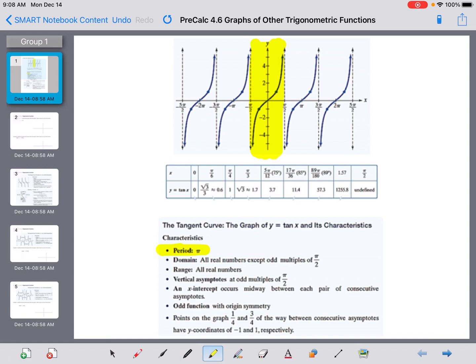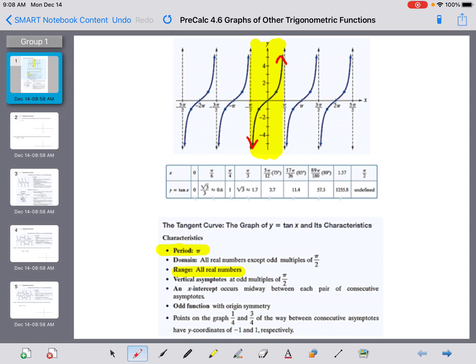Our domain, we can't plug in anything and everything we want because we would end up with those undefined terms. So it's everything except the odd multiples of pi over 2 as the parent function, because as soon as we transform anything, translate it anywhere, that could change. The range, though, is all real numbers, okay? You'll notice that our arrows are going down and up from our graphs here. They're going to hit every y value. We can't plug in everything we want, so my domain has limits on it, but my range goes through everything.